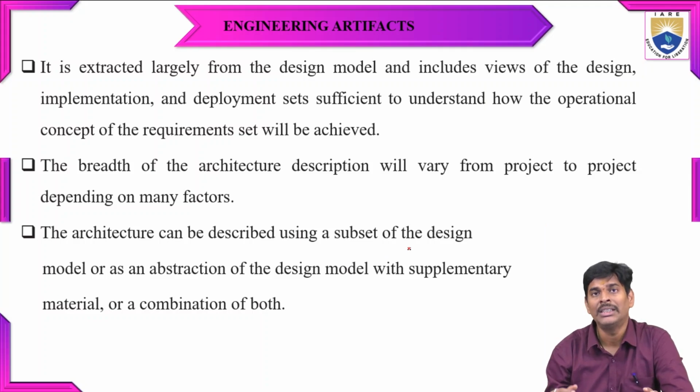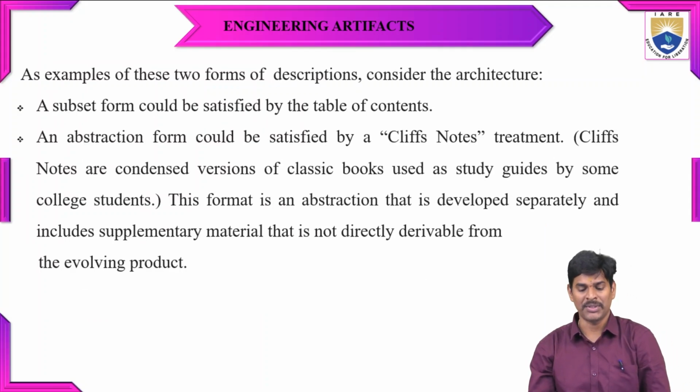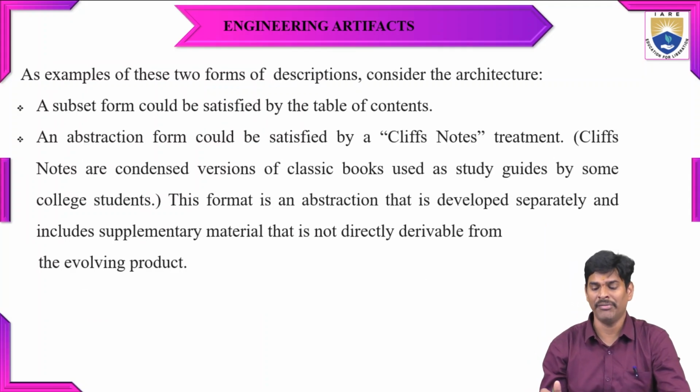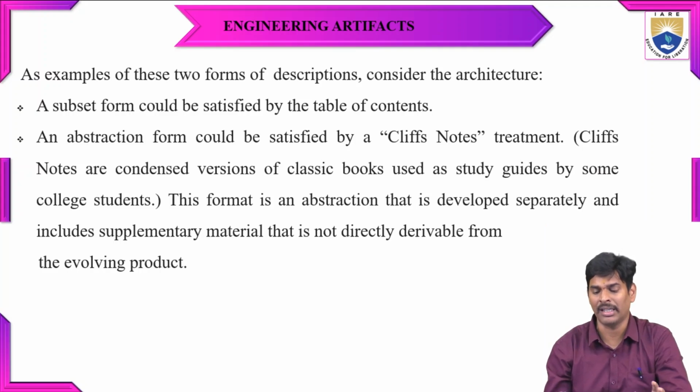So as I told, when you are including the different types of modules, sometimes these models can be clubbed like a subset of the design models. So there we can have the abstraction of the design models, or we can combine both the different types of the subset of the design models. So here we can consider the example of how this can be considered the architecture. The first one is the subset form can be satisfied.